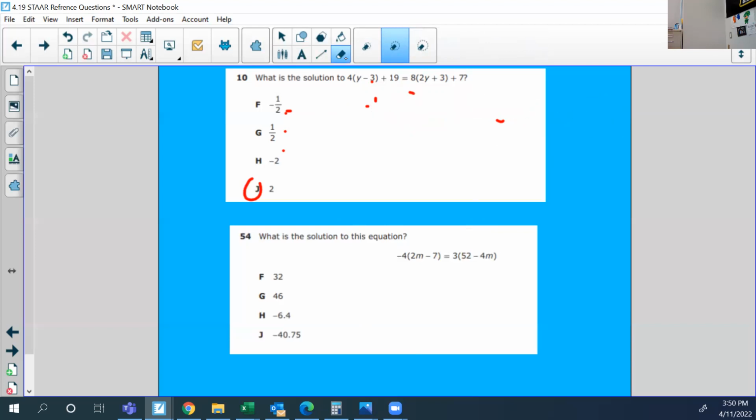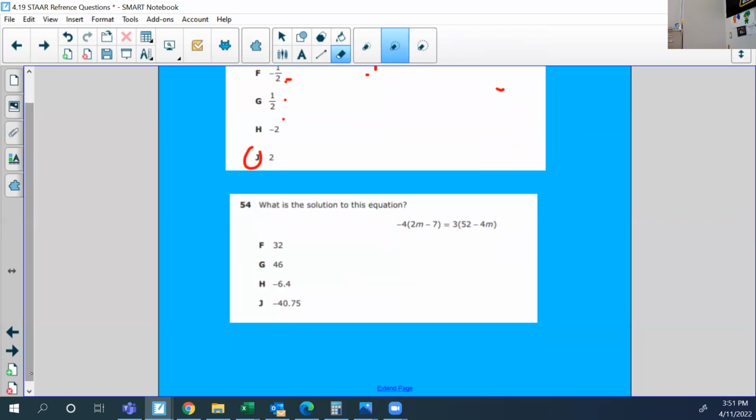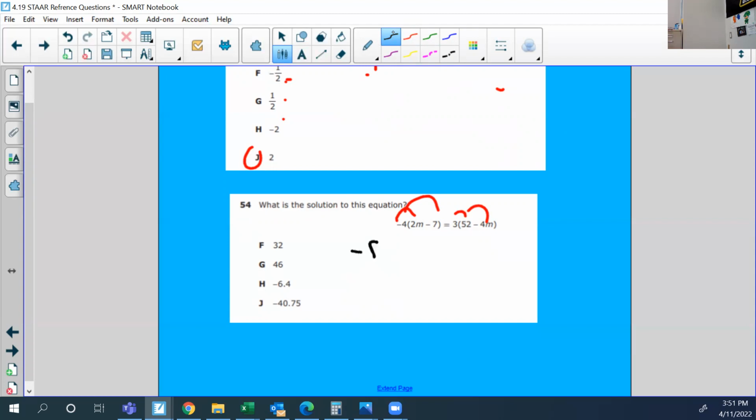So let's look at what is the solution. Again, very similar to number 10. What is the solution for this? Again, we're going to distribute the 4 and then solve. Here, distribute the 3 and then solve. So this is going to give me negative 4 times 2 is negative 8m. Negative 4 times negative 7 is going to be a positive 28. 3 times 52 is 156. 3 times 5 is 15, and minus 12m.